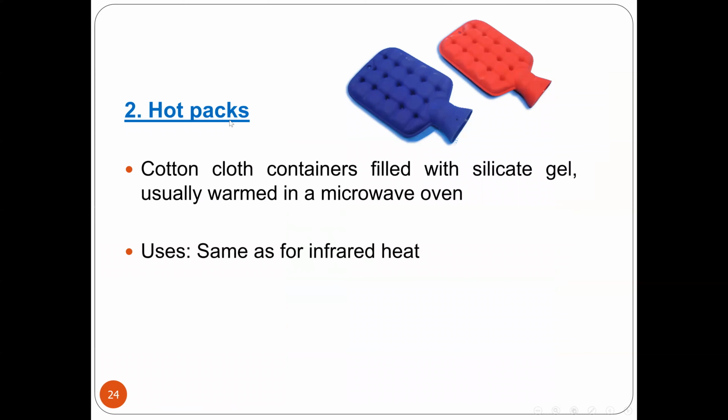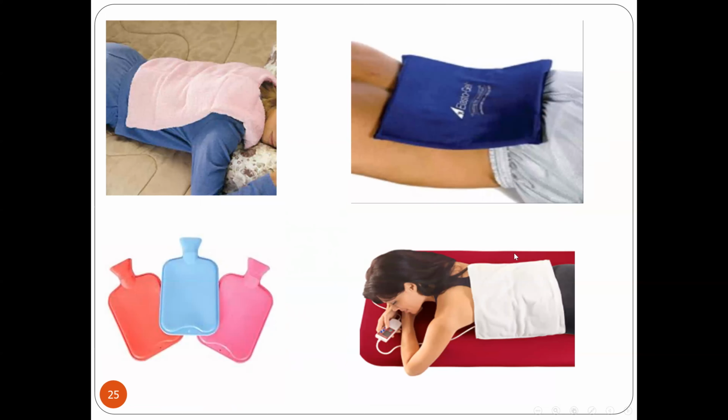The second part is hot packs. Hot packs are cotton cloth containers filled with silicate gel and usually warmed in a microwave oven. The indications are the same as infrared. These are various examples of hot packs. We have the manual simple hot packs like this one, or we have the electrical type of hot pack like this one.